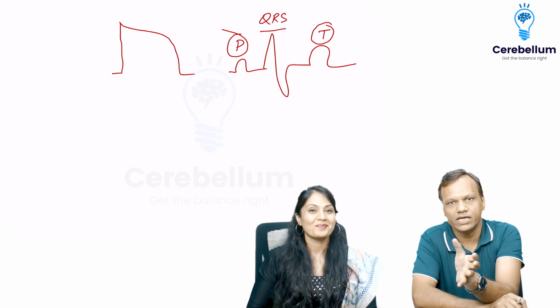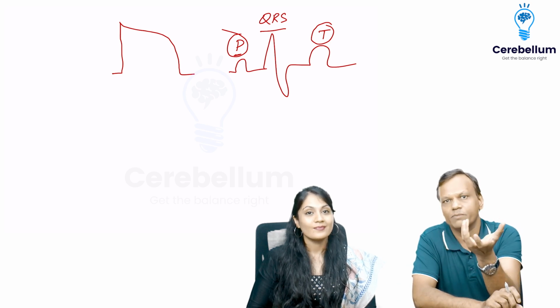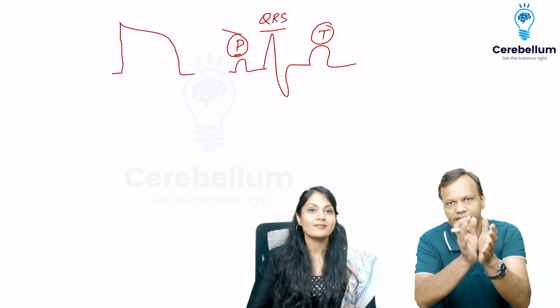Does the atrium not repolarize at all? Obviously it does, but atrial repolarization is behind the QRS interval. We are not able to see it in the ECG. So whatever we are not able to see, leave that. But in the ventricle, we can see both.